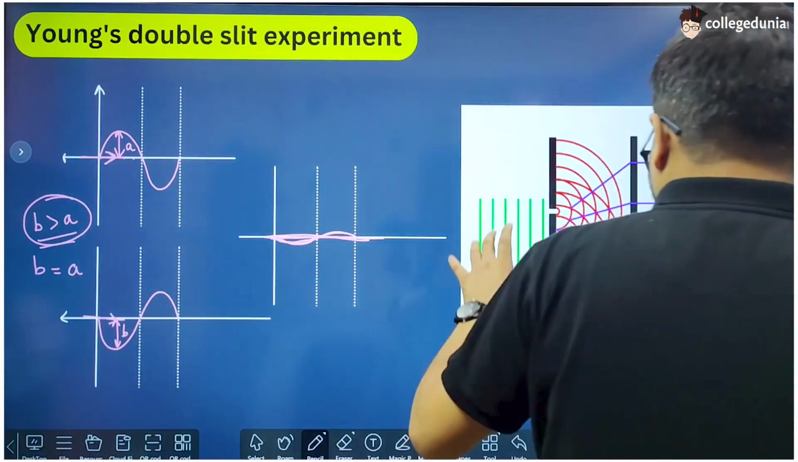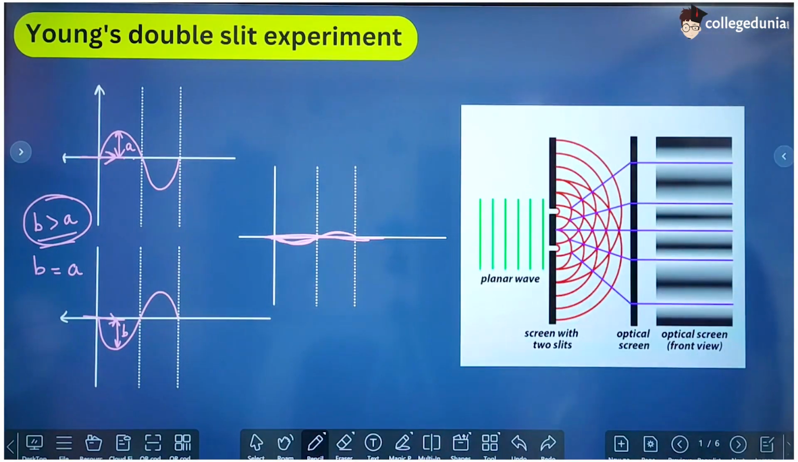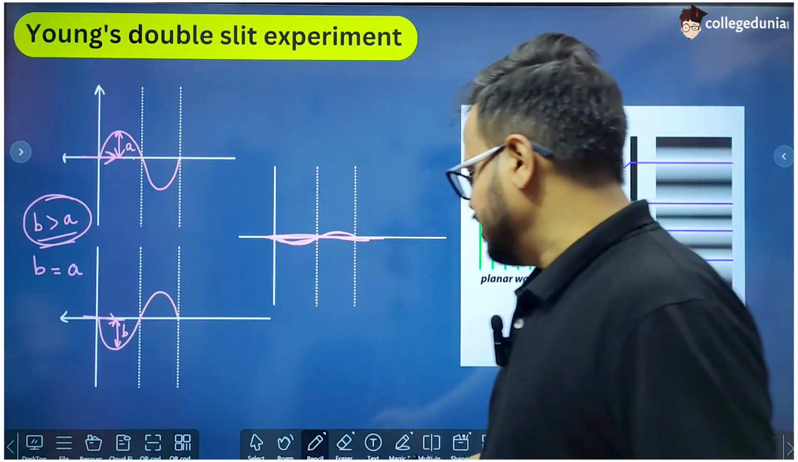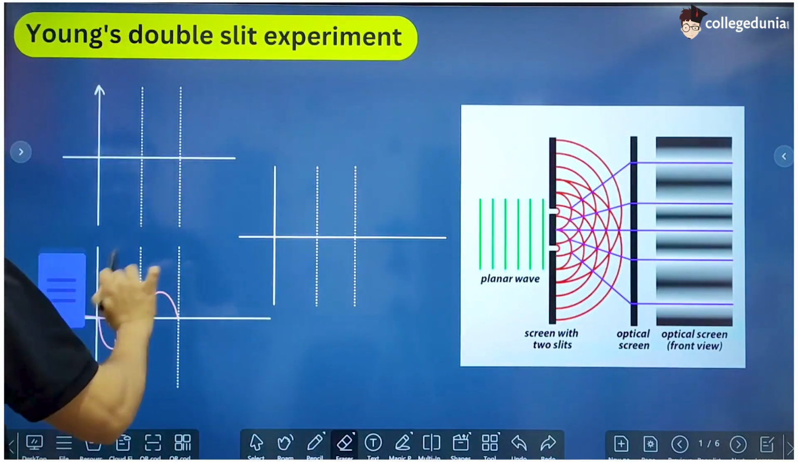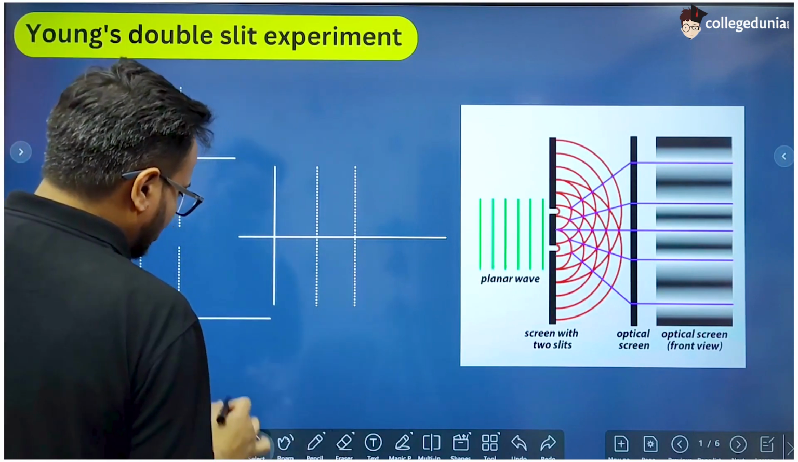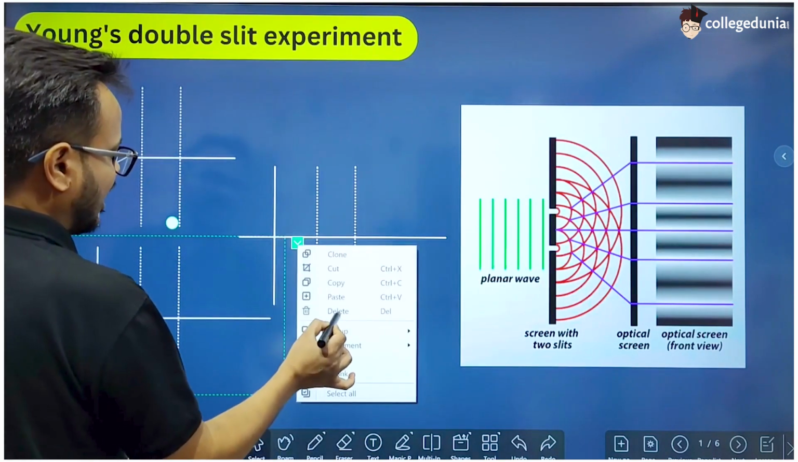Now, in case of Young's double slit experiment, Young needed two coherent sources to achieve the results. Now, what are coherent sources?